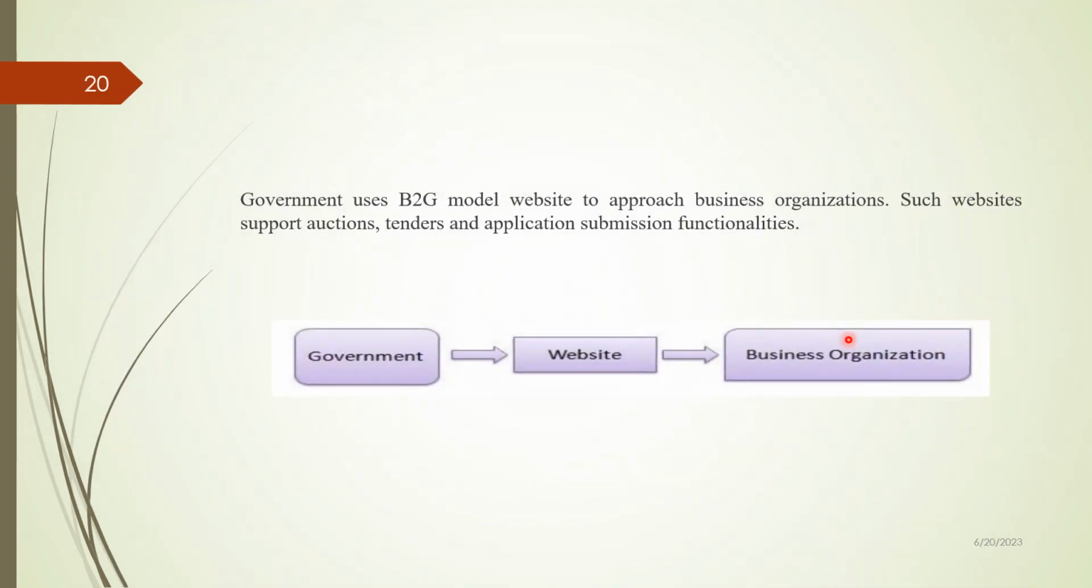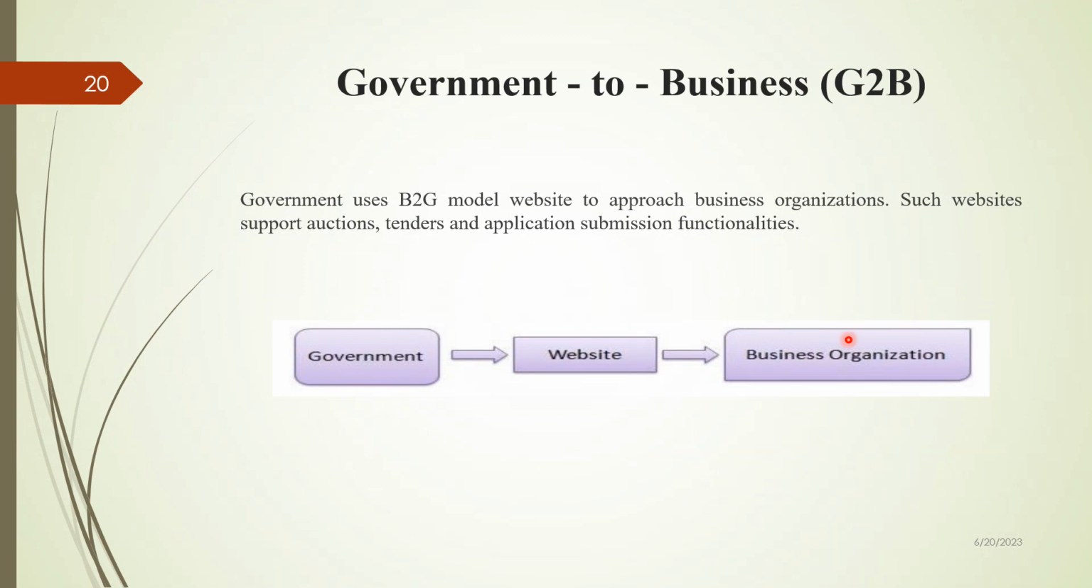Then we have slide number 20, government to business. Government uses B2G model websites such as websites that support auction tenders and application submission functionality. We have the government, website, and business organization. So the process moves from the government, then to the website, and then it reaches the business organization.